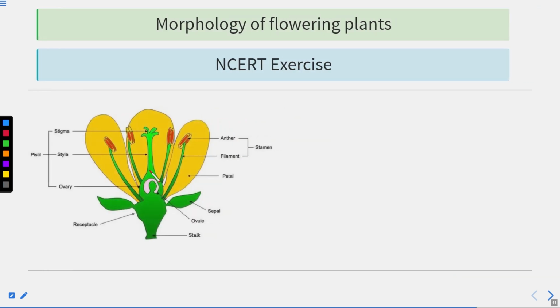So here you can see the flower. Okay, so this is the receptacle part. This is the receptacle part. This is the stalk above the receptacle.